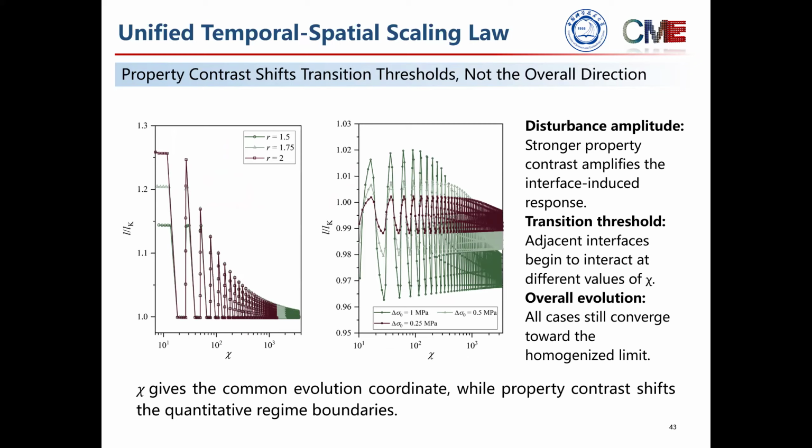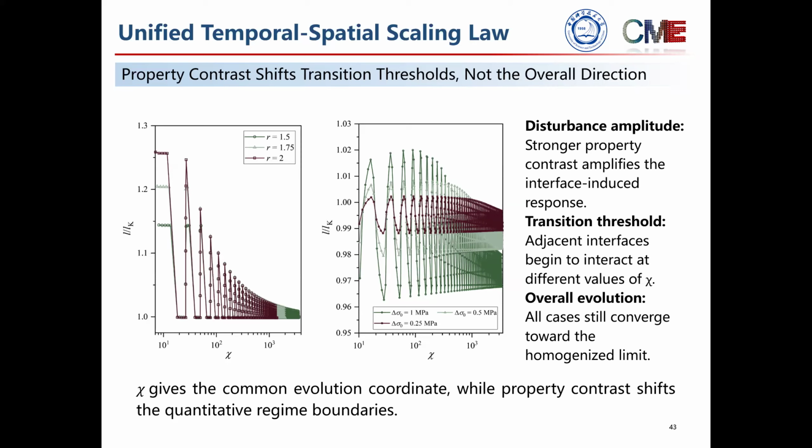At this point, an important qualification is needed. The property contrast still matters. Stronger fracture energy, stress or modulus contrast produce larger disturbance amplitudes. They can also shift the quantitative values of K at which adjacent interface disturbances begin to interact. So regime boundaries are not universal, independent of material contrast.